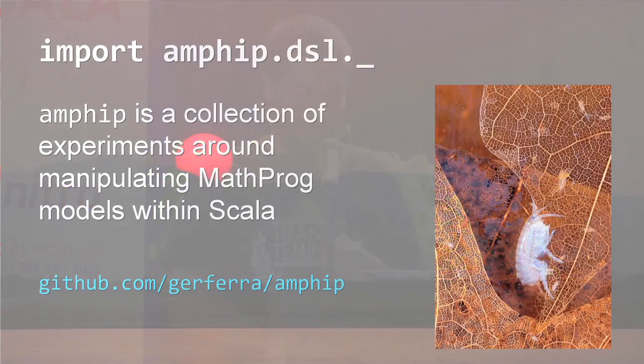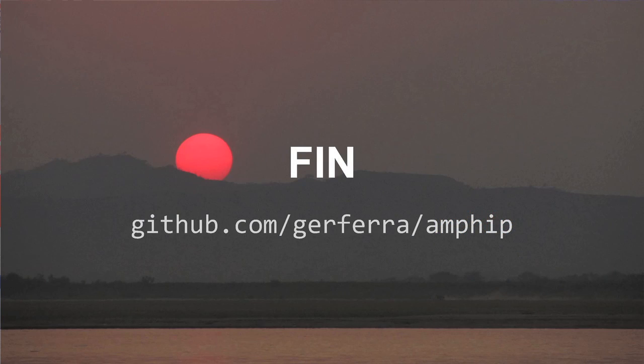On a final note, I just want to mention that all the code present here comes from a project in which I am experimenting with working with Mathprog in Scala at a high level. This project is called MFIP, and it has a repository if you want to check it out. That's it. Thank you.